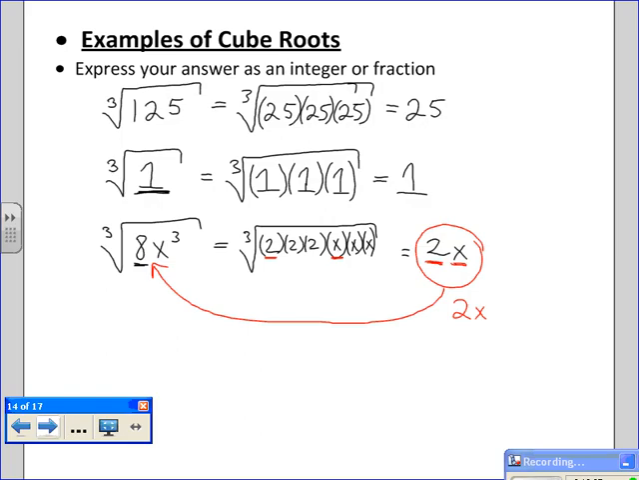And it should give me the term that I had inside the root symbol. And it would, because 2 cubed is 8, and x cubed is x cubed. Okay?